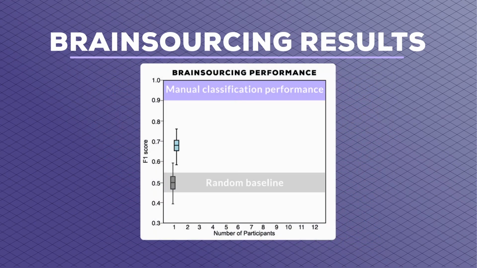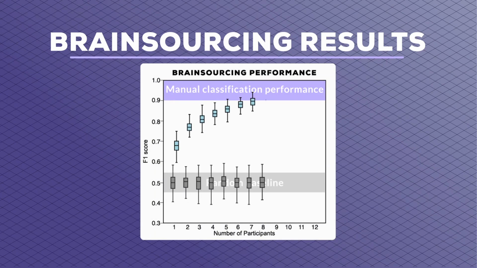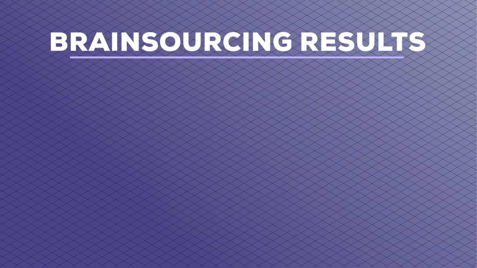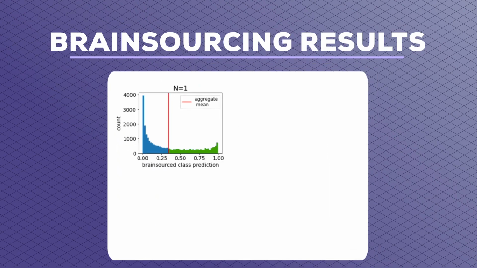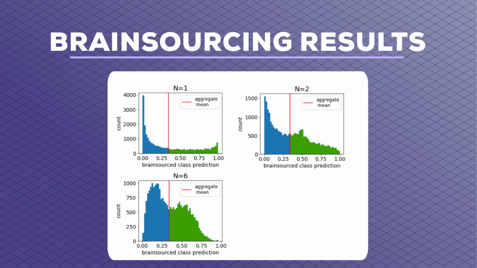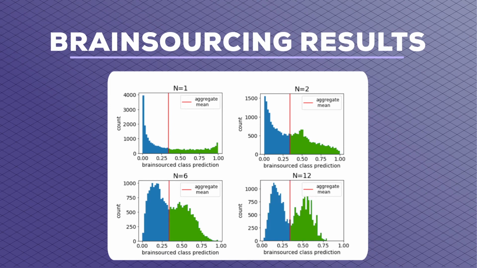Analyzing this more empirically across a larger sample size using F1 score, we find the same phenomenon holds true. Further analysis of the brain-sourced estimations reveals a clear bimodal distribution as data from more participants are added to the models. This reflects the nature of the stimuli data and further suggests that the brain sourcing model is indeed learning something meaningful.